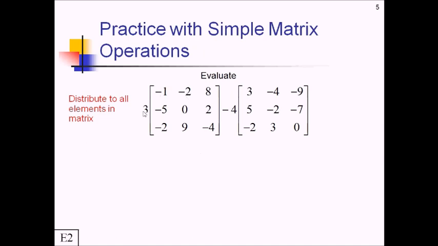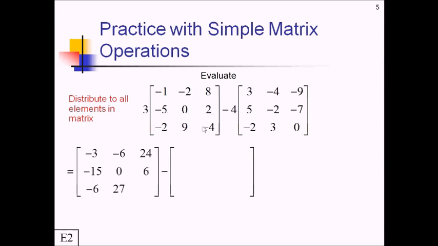So first we'll do our first matrix here, multiply everything by 3. So we have negative 3 in the upper left, and then negative 6, 24, negative 15, 0, 6, negative 6, 27, and negative 12. Over here, I had a choice. I could have multiplied everything by negative 4 and made this a plus, but I'm choosing to just multiply by positive 4 and keep the minus here, mainly because we haven't done subtraction yet.